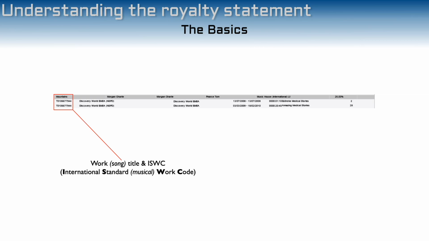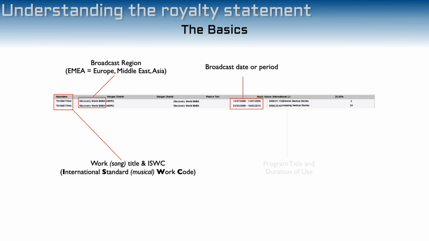We start with the work's title and the International Standard Work Code. This code is the musical equivalent of the ISBN number that you find in book publishing. This is followed by the broadcast region or territory, and along with that, the broadcast date or the period of broadcast. Up next is the title of the program in which the work was used and the duration of that use. And this is followed by the number of repeats, or the number of times that particular program was broadcast.